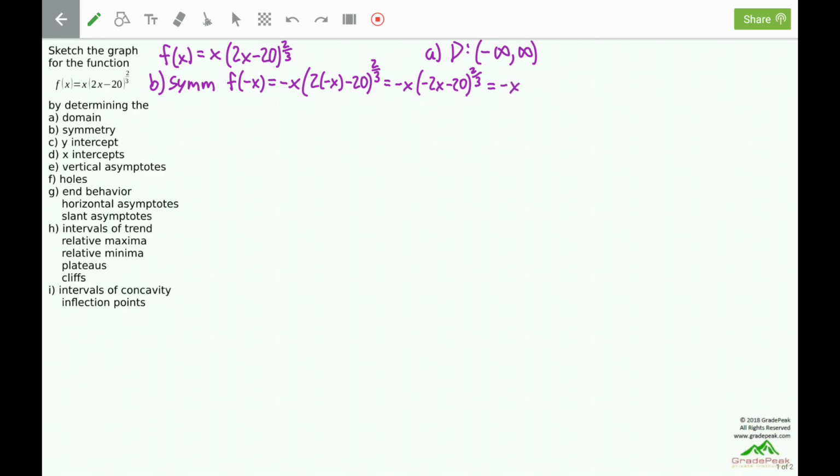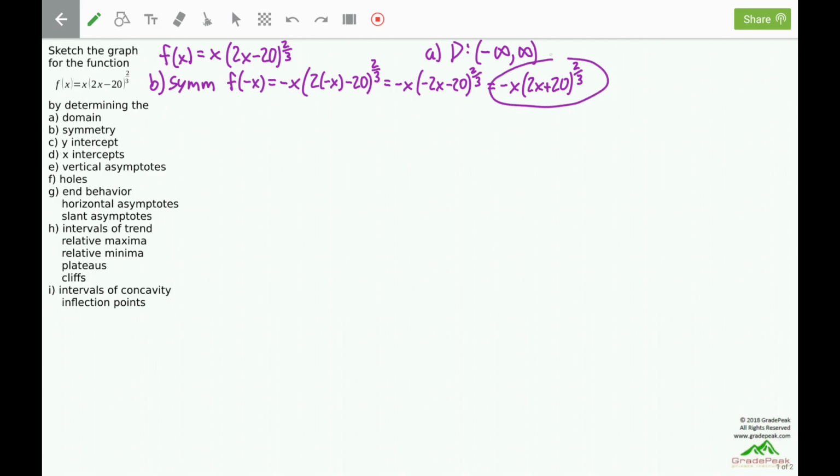Factoring a negative out of the 2/3 power: the 3 of the 2/3 is the cube root, and the cube root of a negative will be negative. The 2 of the 2/3 is a power of 2, or squared. The negative squared will be positive. So it will come out of the 2/3 power as a positive. Multiplying with the negative x will keep it as a negative x. A negative has been factored out, so it'll be left as 2x plus 20 to the 2/3 power.